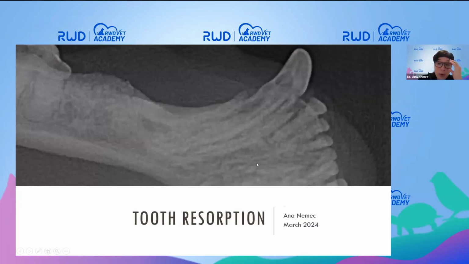Okay, so we will mostly talk about resorption in cats, because that is where we are most used to seeing tooth resorption. But at the end of the lecture, I will also share some rare knowledge that we have regarding tooth resorption in dogs.